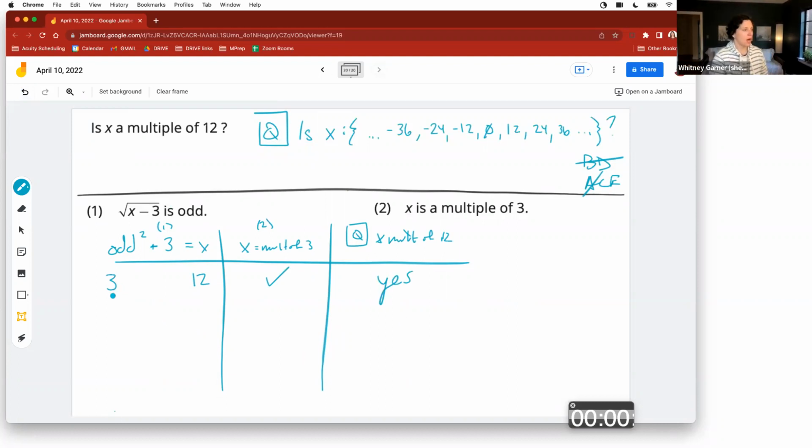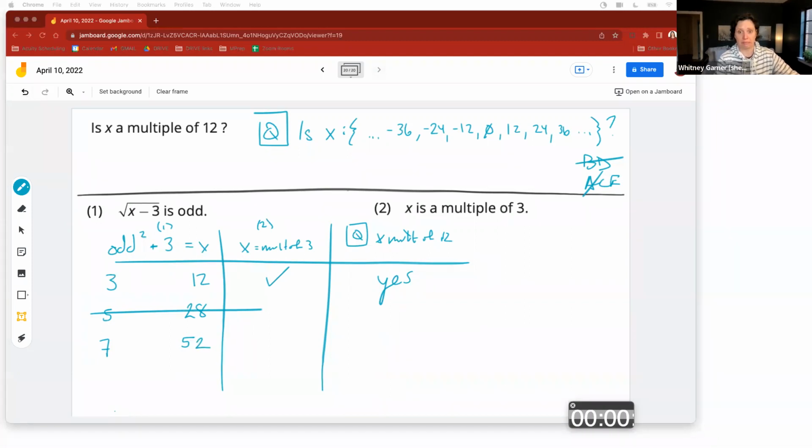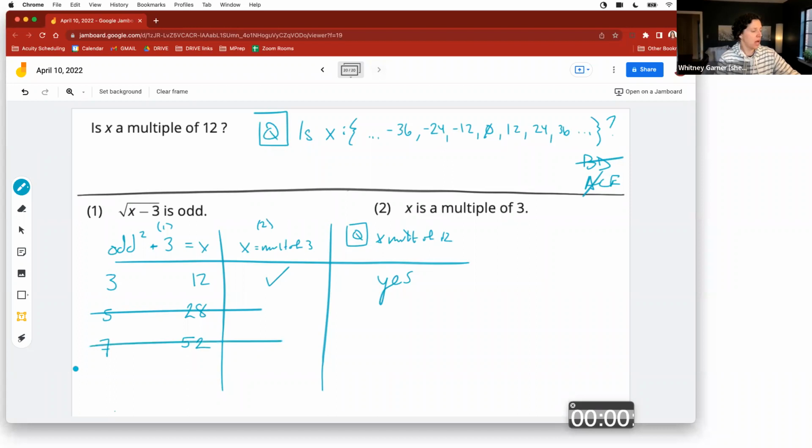All right, let me try some more. So this has to be an odd number. So I'll pick 5. 5 squared is 25 plus 3 is 28. That is not a multiple of 3, so I can't pick that one. Let's try 7. 7 squared is 49 plus 3 is 52. And is 52 a multiple of 3? No, it's not. Ooh, not pretty. And let's go one more.